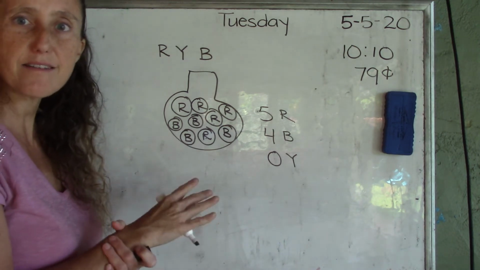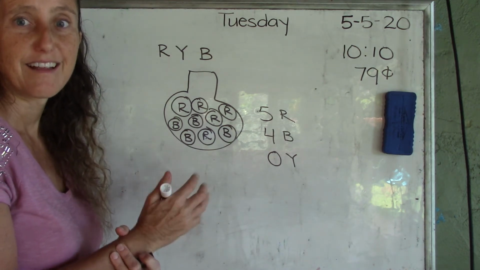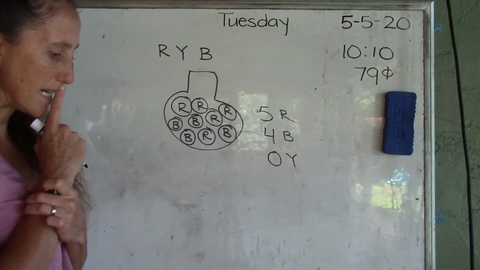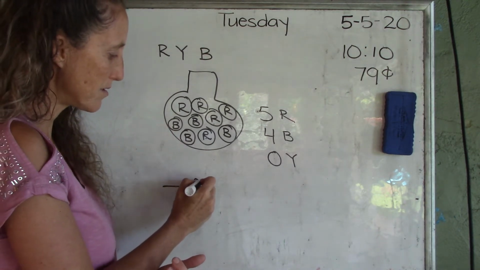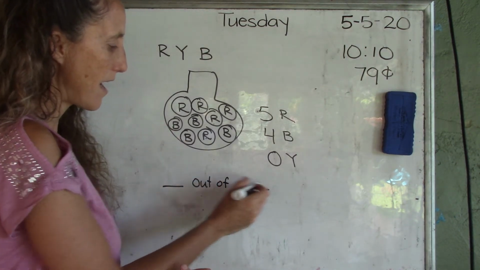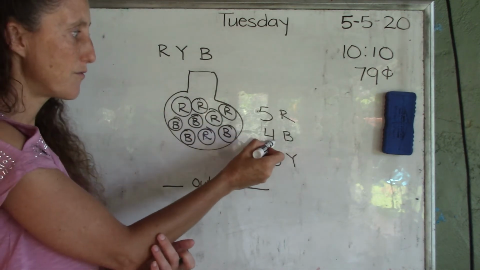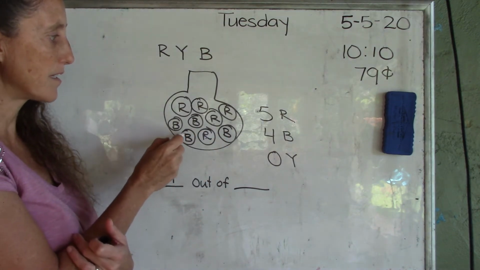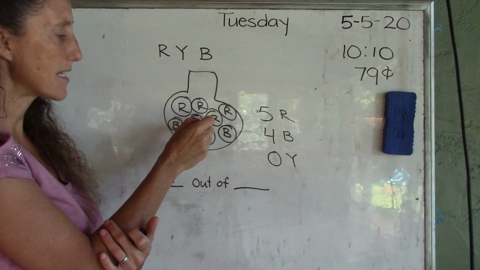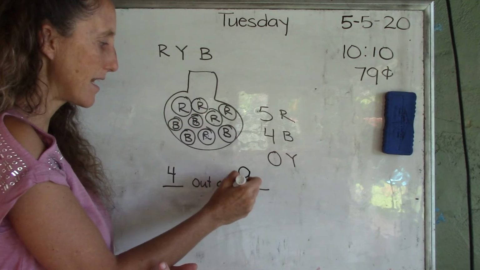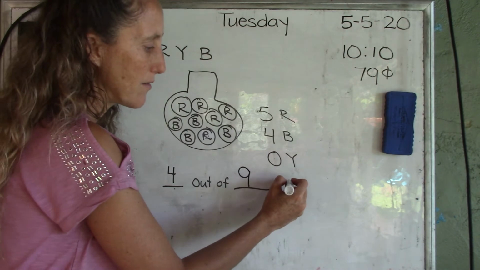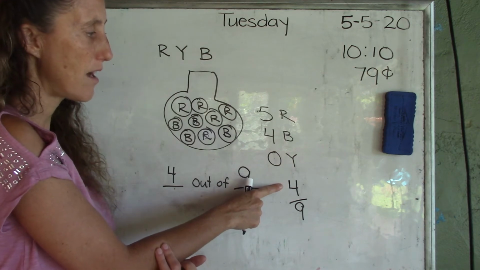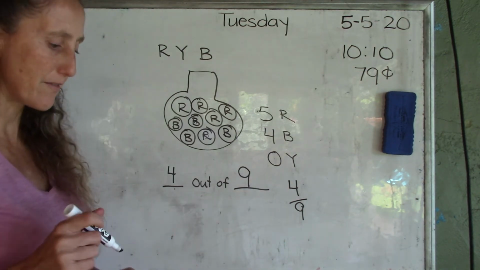What would be impossible for me to get? A yellow, because there's 0 yellow, right? So, how many blues are there out of the total amount? So we know there's 4 blues out of, what's the total amount of marbles? 1, 2, 3, 4, 5, 6, 7, 8, 9 out of 9. There's 4 blues out of 9, and you can write that as a fraction. This is the total number of marbles, and this is how many are blue. 4/9, 4 out of 9.